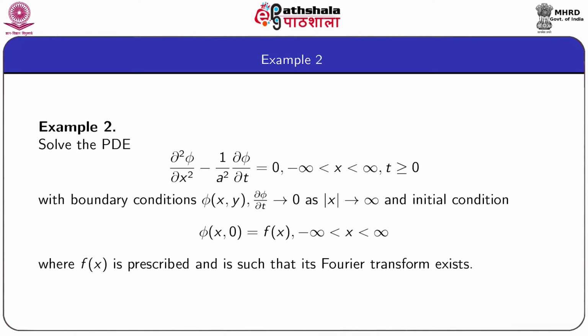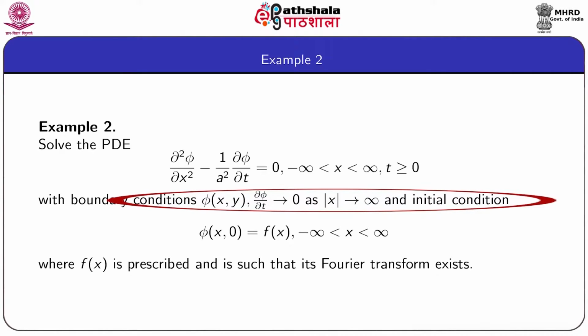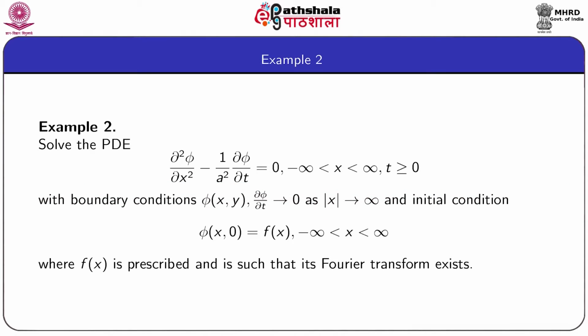phi and del phi by del x tend to 0 as |x| tends to infinity, and the initial condition is phi at t equal to 0 is equal to f(x), x ranges from minus infinity to plus infinity, and f(x) is a prescribed function and is such that its Fourier transform exists.